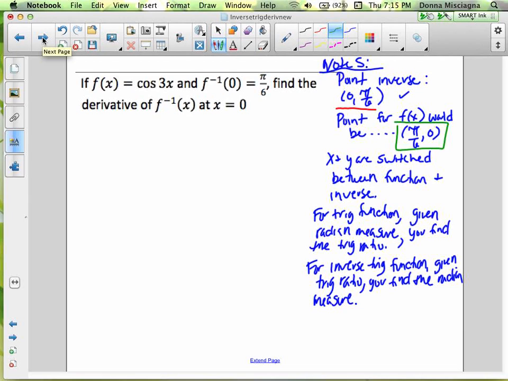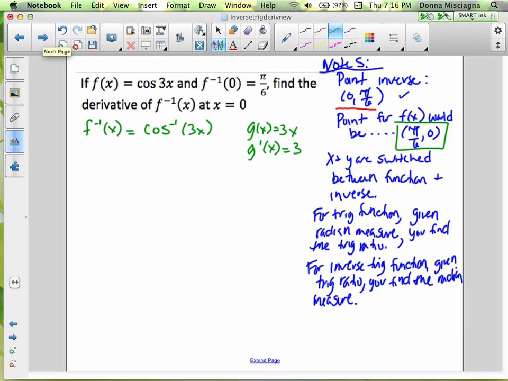All right, so if f of x equals cosine 3x, then f inverse of x is going to equal arccosine of 3x. All right, so now we can take the derivative of that. Notice we have a function. We're taking the arccosine of something more than just an x. So let's just call it g of x. So g of x equals 3x, our inside function there. Its derivative is just 3.